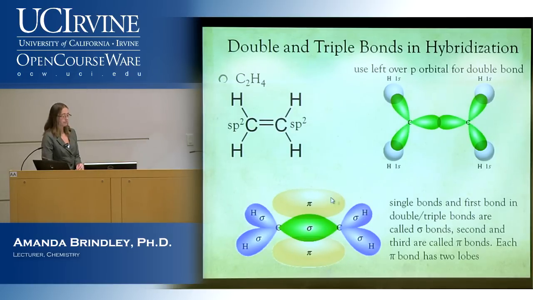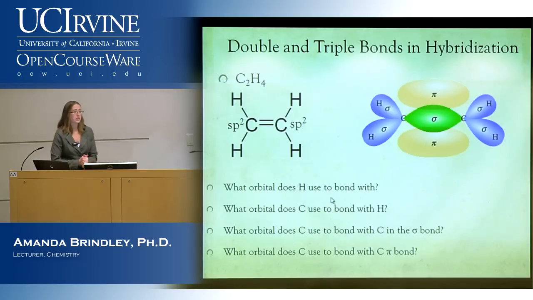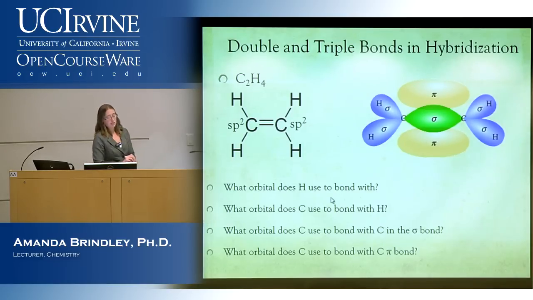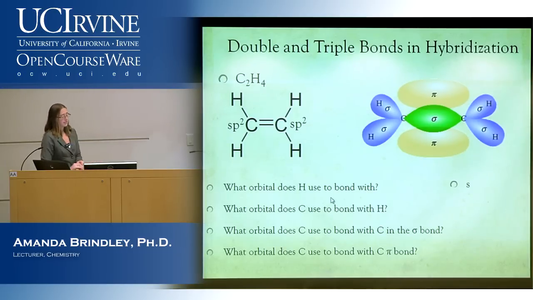All right. So let's go through some questions. Oh, wait, no question? All right. Let's go through some questions a sec. Okay. What orbital does hydrogen use to bond with? Good, 1s. What orbitals does a carbon use to bond to the hydrogen with? Good, sp2. Not s, not s and p, not p. It bonds with the sp2 orbital.